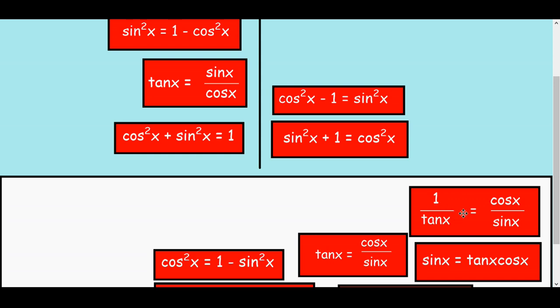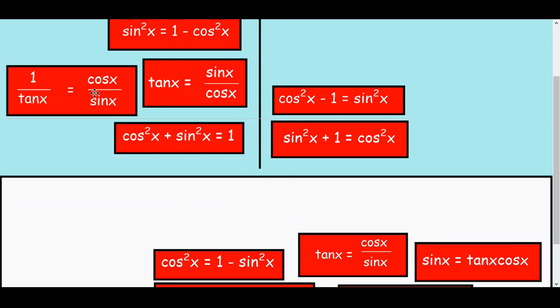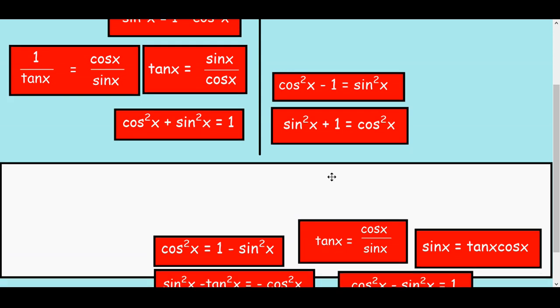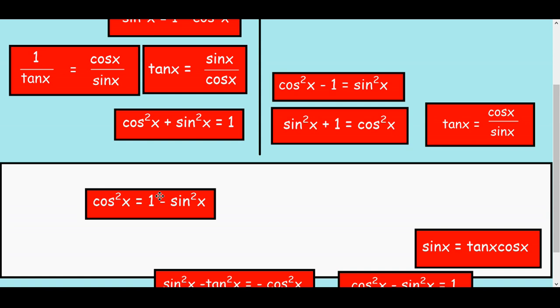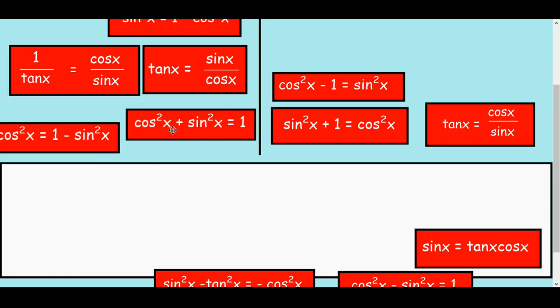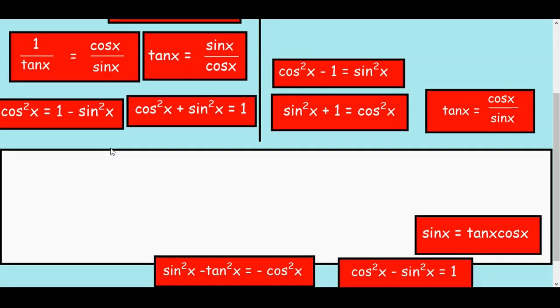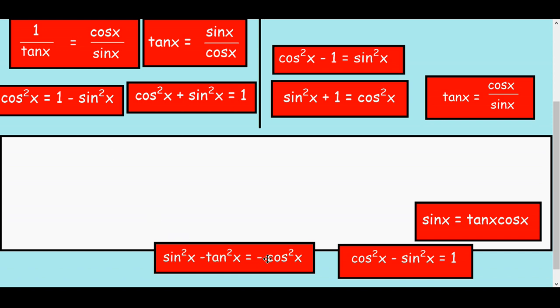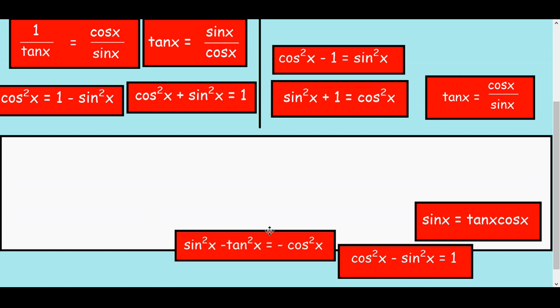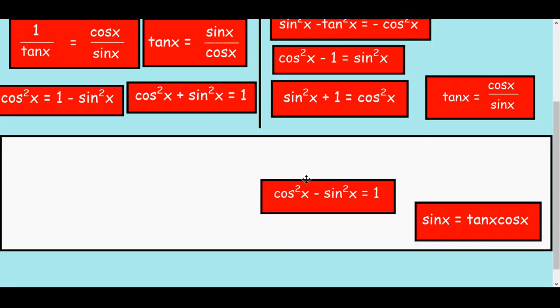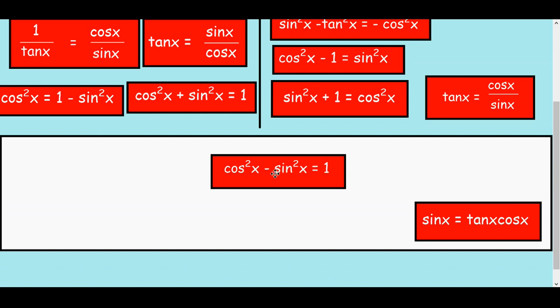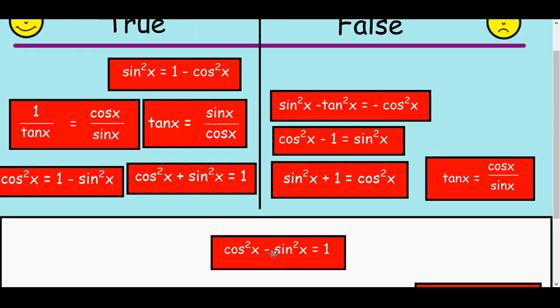1 over tan is equal to cos over sine. Yep, that's true. Tan x is equal to cos over sine. No, it was sine over cos. That's false. Cos squared x is 1 minus sine squared. That's true. Just move that over. Sine squared minus tan squared equals minus cos squared. Nope, that's false. Cos squared x minus sine squared equals 1. No, it was plus, so that's false.